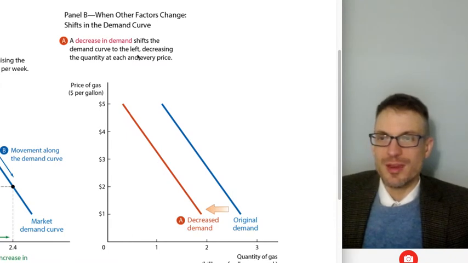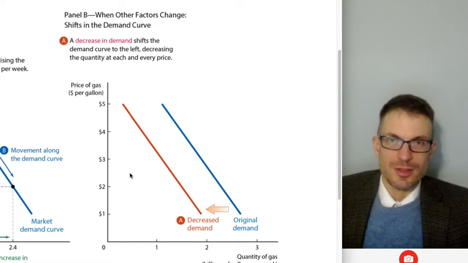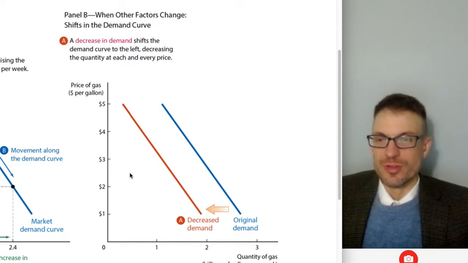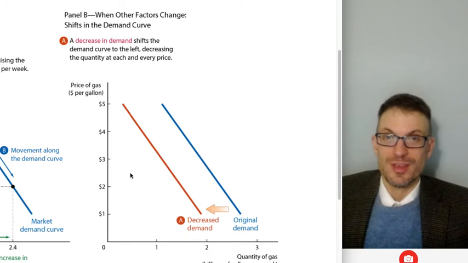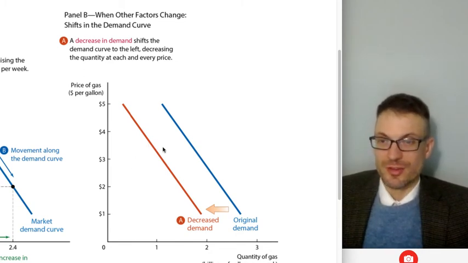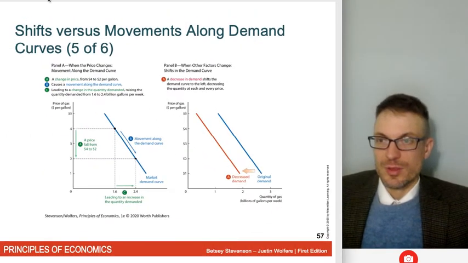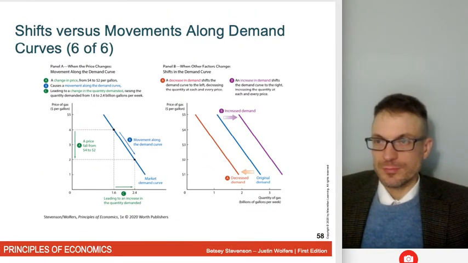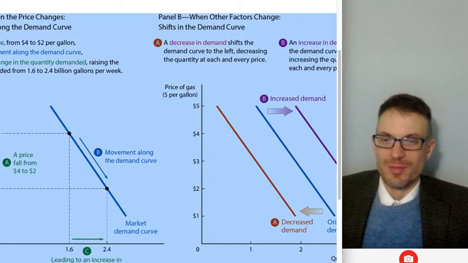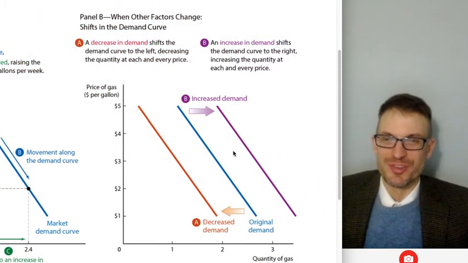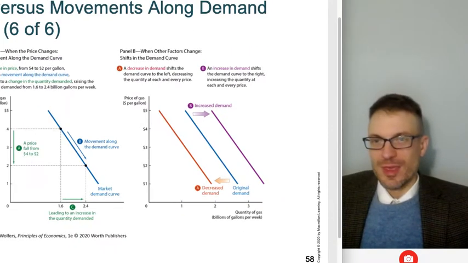A decrease in demand shifts the demand curve to the left, a decrease in the quantity at each and every price. So this would be like a decrease in the number of buyers. People leave the market, and we get a leftward shift of the demand curve. That's like a college town when people go home over the summer, right? Or a college town where people don't come back because of the pandemic. Leftward shift in demand. And then an increase in demand: the pandemic's over and everybody returns to campus.